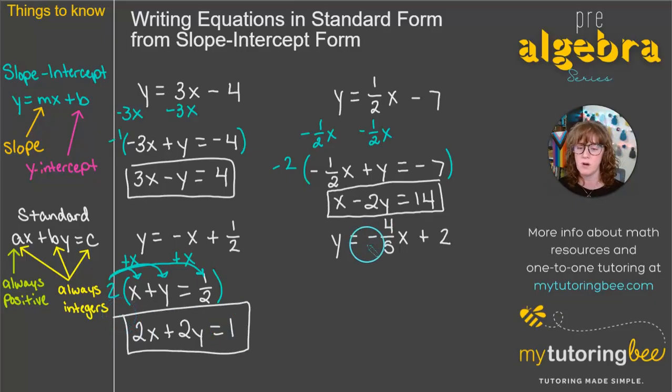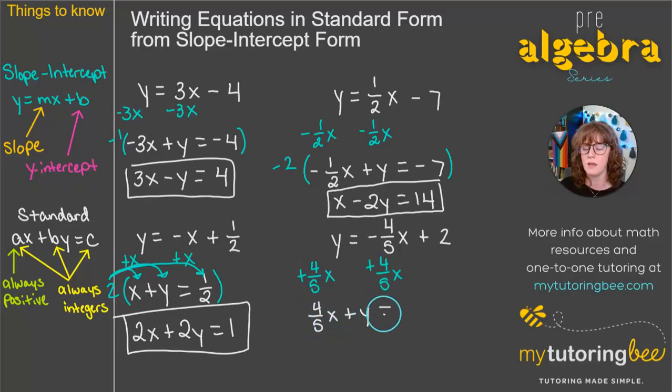And we have one more, y equals negative 4/5 x plus 2. So let's go ahead and add 4/5 x to both sides to get that x term over on the left. So now we wind up with 4/5 x plus y equals 2. Again, we can't have that fraction. We don't have a negative to worry about though. So we're just going to multiply everything by 5.